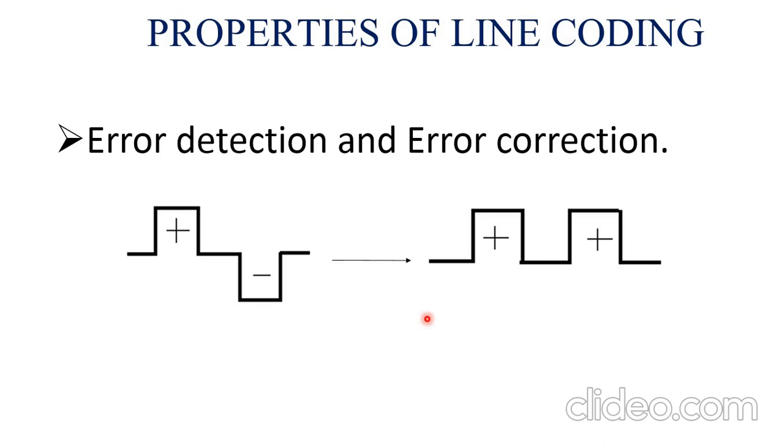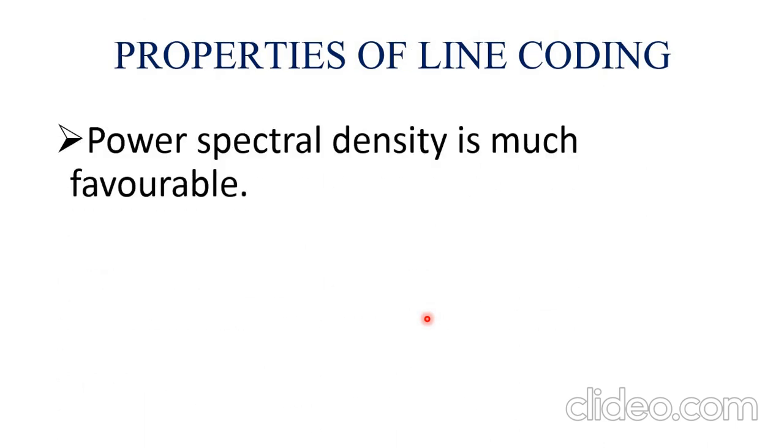So after that, the line coding technique should have a power spectral density that is much favorable. Which means it should not have any impulses or it should not have any dispulses in the power spectral density. So there are no impulses and dispulses in the power spectral density of the line coding technique.